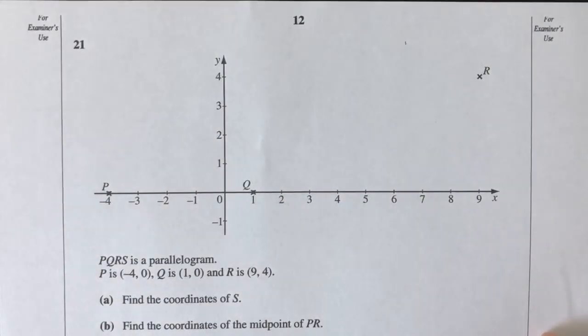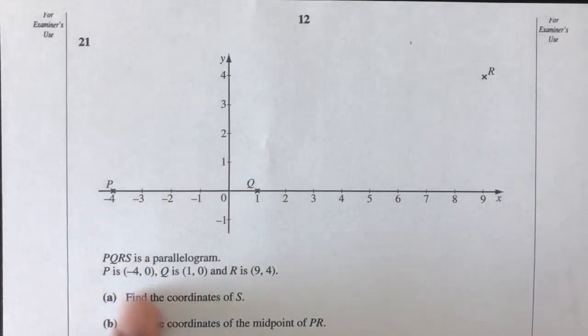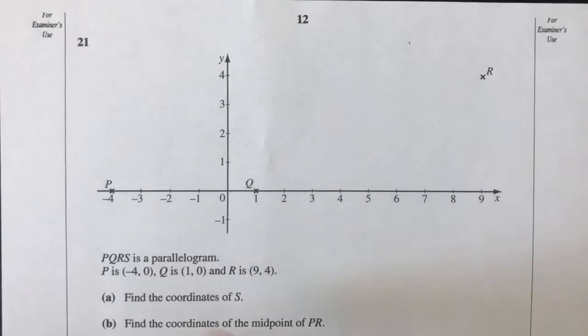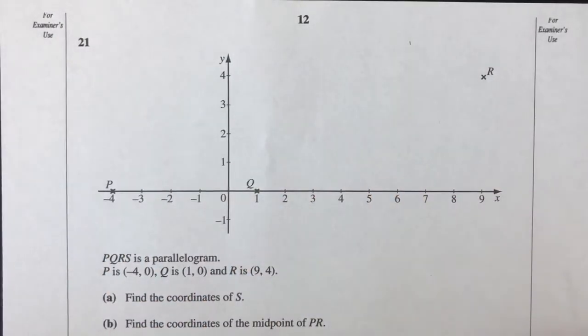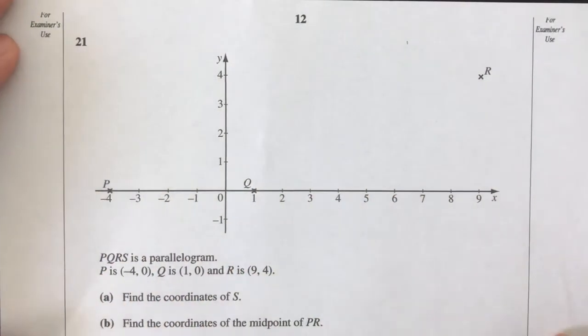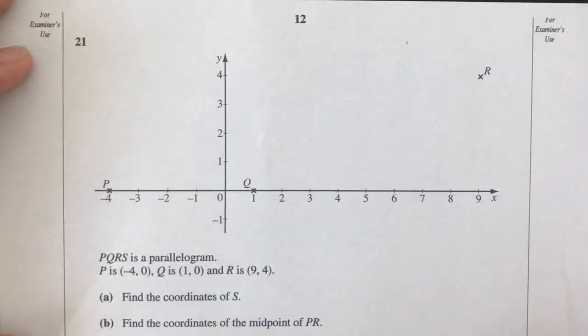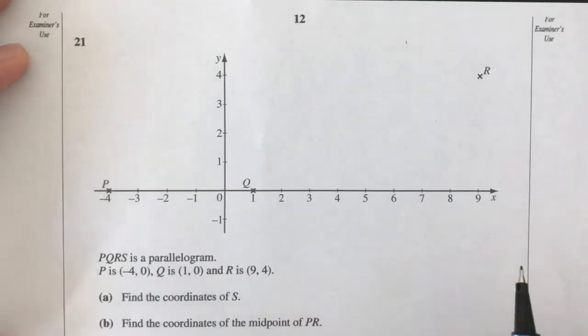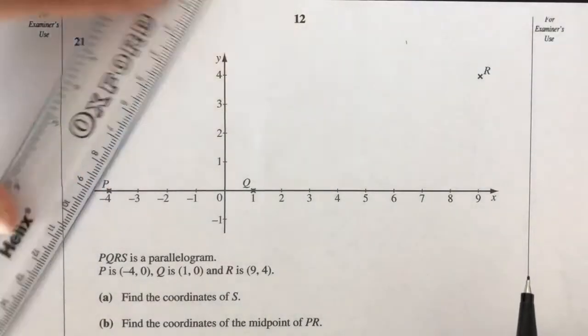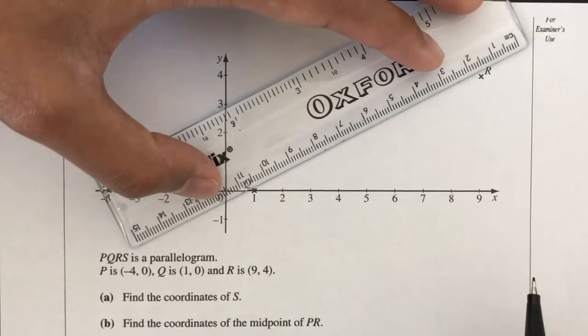Now question 21, here we have PQRS. PQRS, we don't know where S is, is a parallelogram. Part 1 is to find the coordinates of S. So we have to find S. So this is QR.